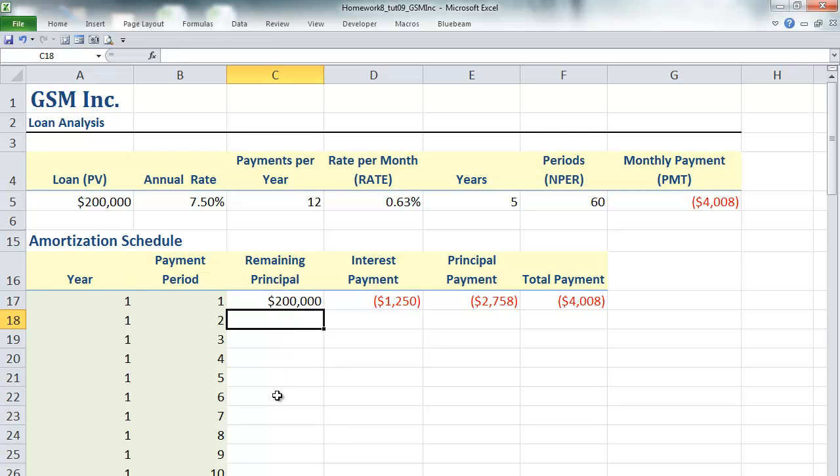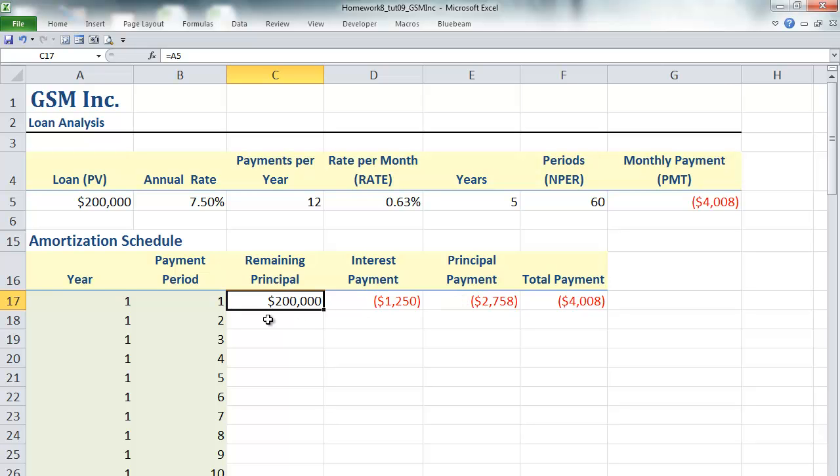In this session, we'll calculate the values for payment number 2. You remember that at the beginning of payment period 1, we had a remaining principal of $200,000. We had to make a monthly payment, that's payment period 1, of $4,008. Of that $4,008, $1,250 was used to pay interest, and $2,758 was used to repay principal.